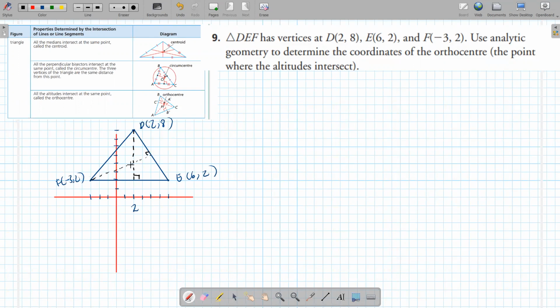Looks like the answer is (2, 5). We can use this later as a gauge to see how close we were. And the other altitude is going to go from like here this way at 90 degrees. Okay, let's focus on the first altitude, D, and we can call this A. To find this equation, we need to find what point A is. How do we find what point A is? Any ideas?